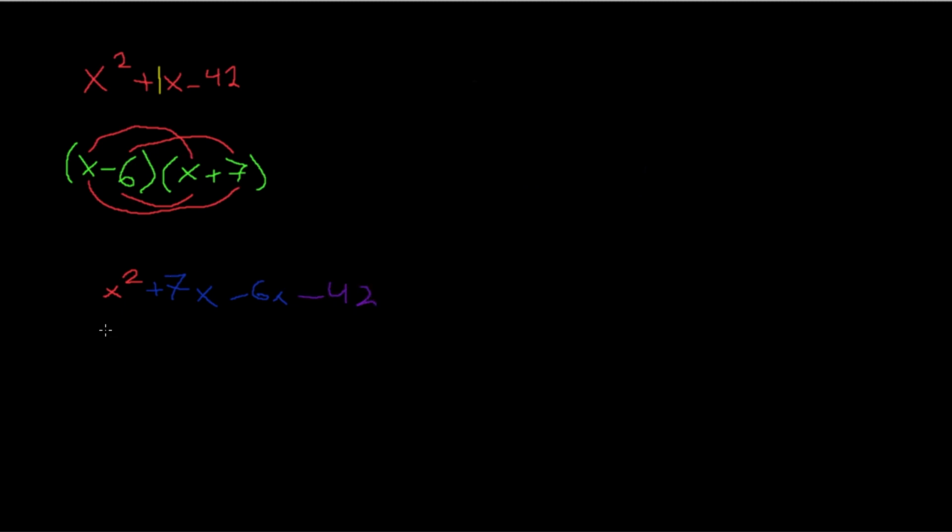And then if we simplify, we end up getting x squared plus x, because when we simplify, 7 minus 6 is 1, minus 42, which is our original equation, all the way back up here. So that is perfect. All right, moving on to a little more difficult of a problem.